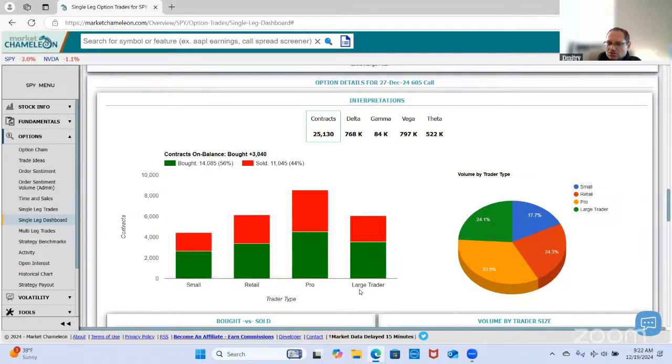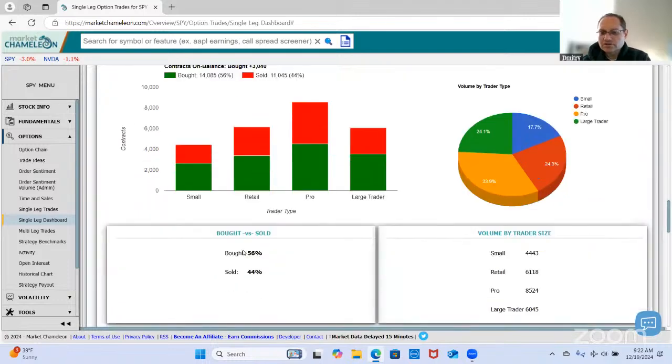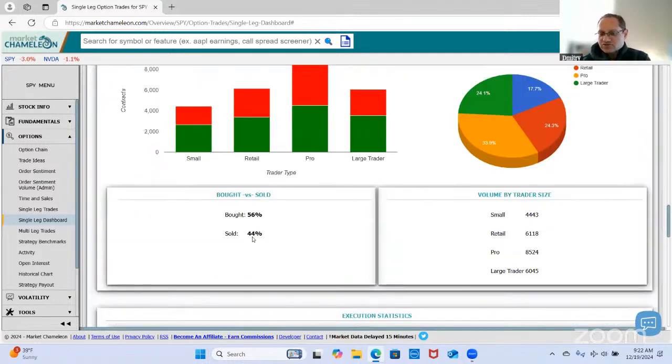proficient, and large trader. So you could see that there's participation from all types of traders. It looks like SPY is a popular stock to trade, and all types of traders participated in there. This is a pie chart showing that the proficient traders, larger traders, made up almost 34% of the volume. Institutional traders, 24%. If we go down, this is the bought versus sold, 56% versus 44%. And this is the number of contracts in each. So this would be represented up here.